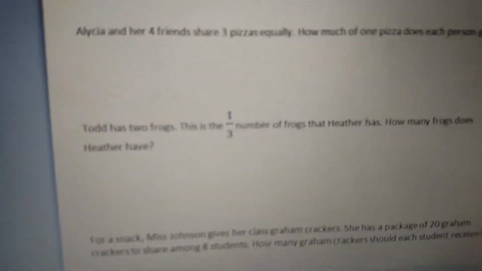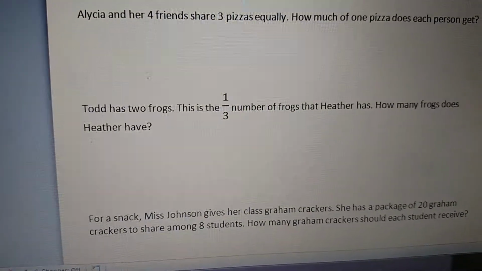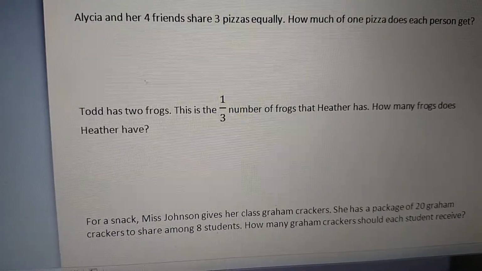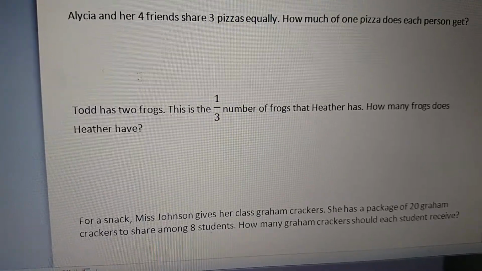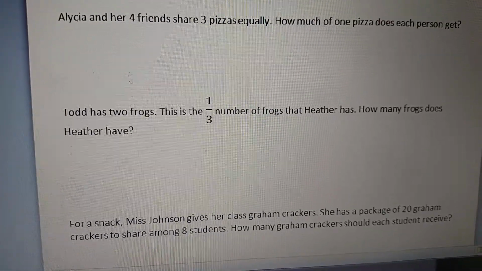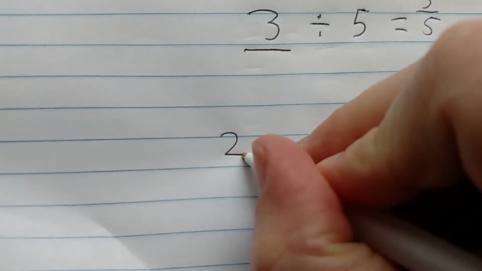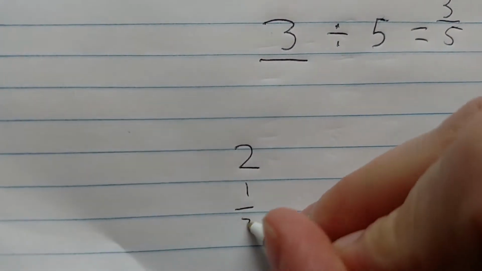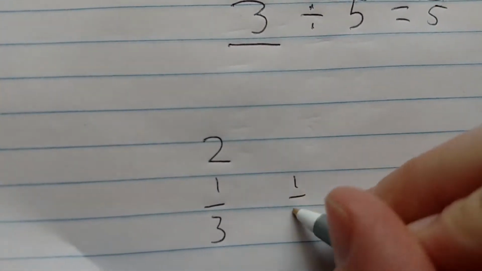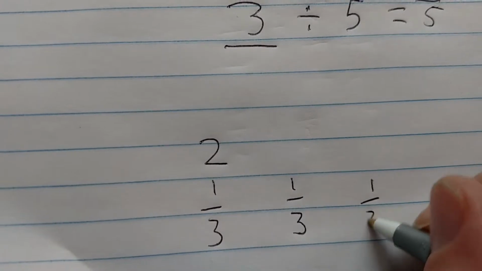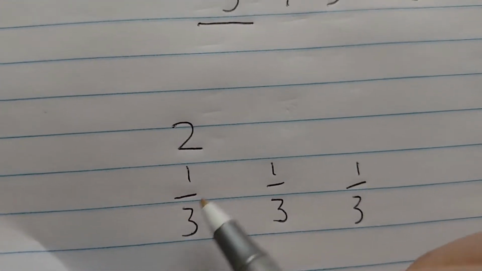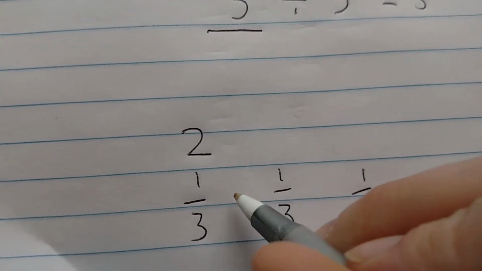Here's the only one I think that's really confusing, even for me. I think of this more as an addition problem, but Todd has 2 frogs. This is 1/3 the number of frogs that Heather has. How many frogs does Heather have? So basically, Todd has 2 frogs. That's 1/3 the amount that Heather has. So if I did it this way, this would be 1/3 plus 1/3 plus 1/3 gives us a whole set.